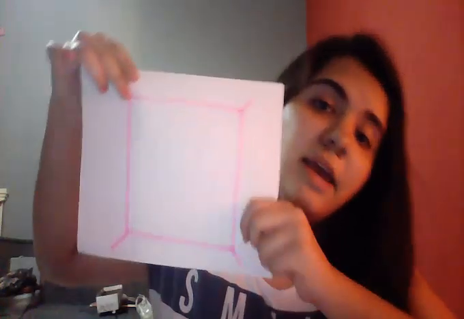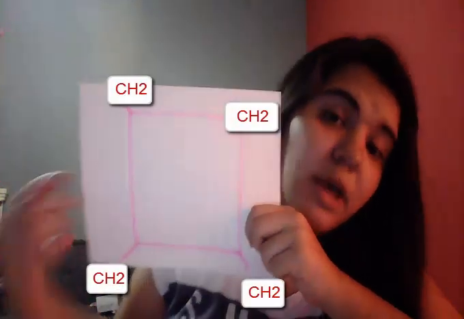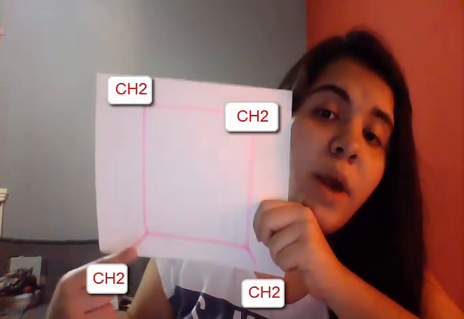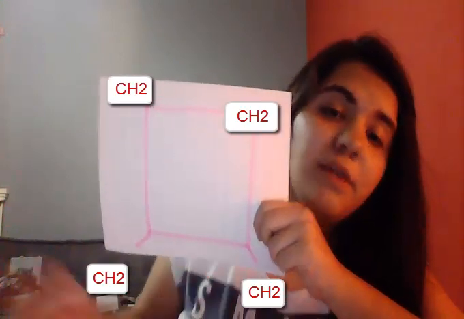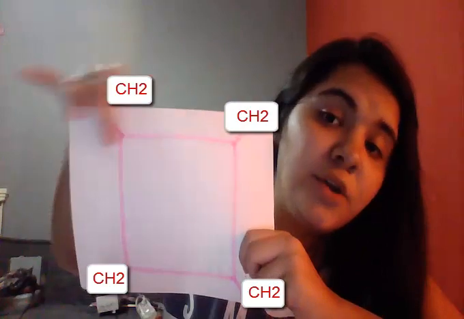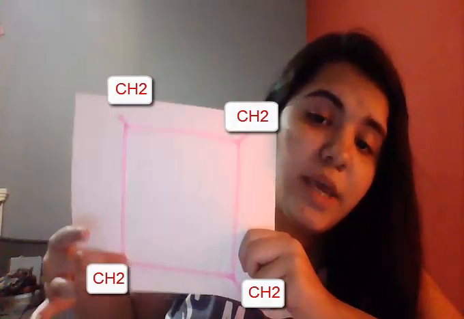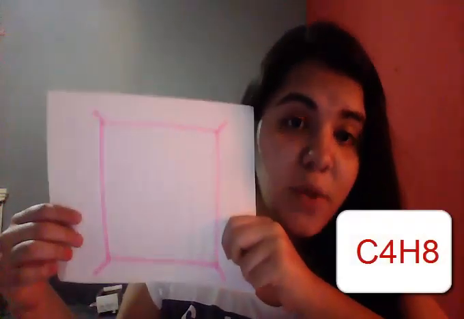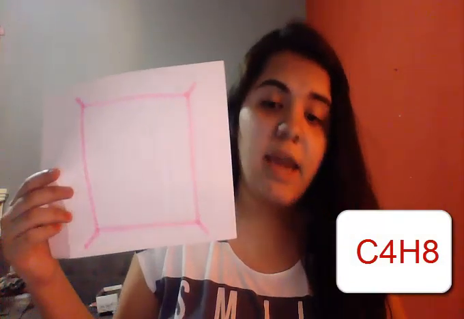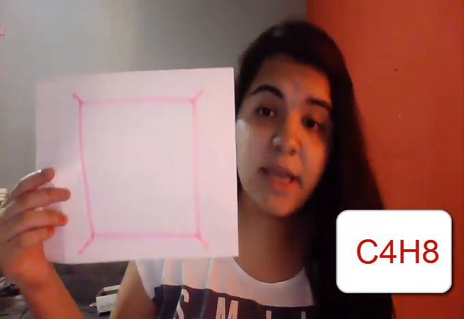Another example is cyclobutane. Cyclobutane is in the shape of a square and it has one carbon here, one carbon here, one carbon here, and one carbon here. And it also has 2 hydrogens here, 2 hydrogens here, 2 here, and 2 here. Its formula is C4H8, so that means it has 4 carbons and 8 hydrogens.